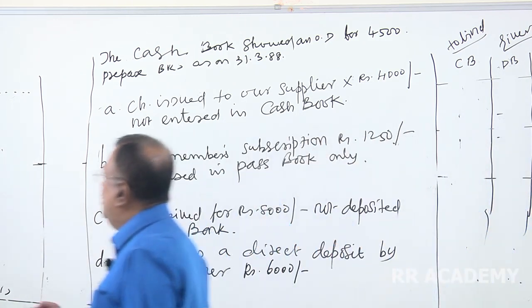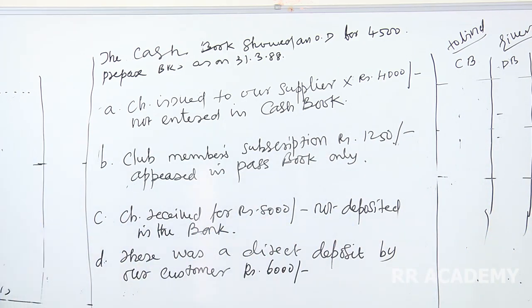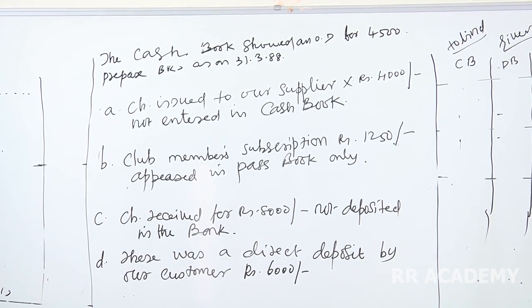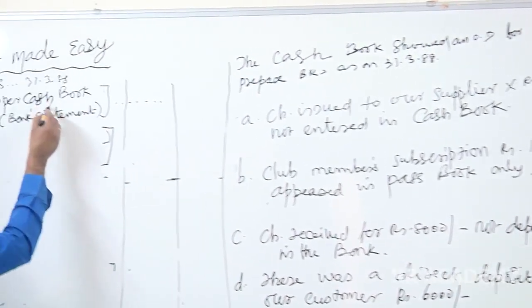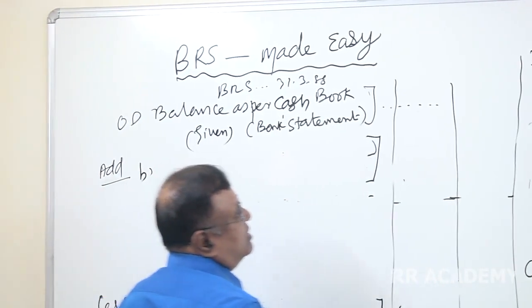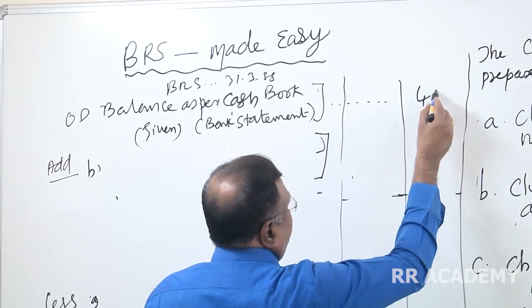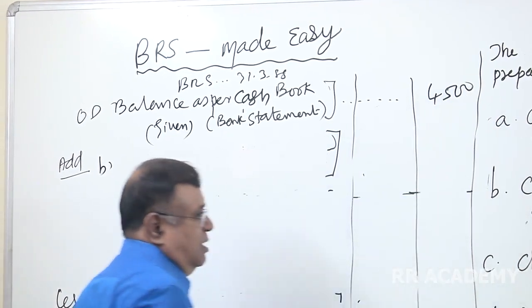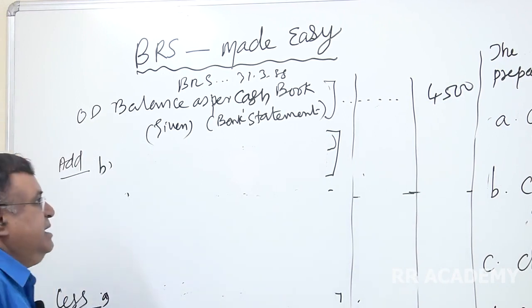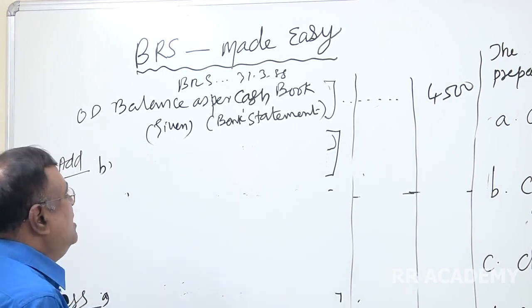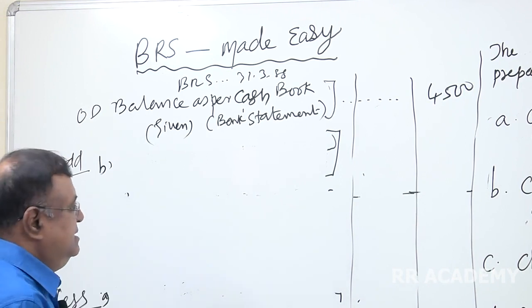Now, OD balance as per cash book given, 4,500. Do not make any sign, minus or plus, just as it is. That's all.